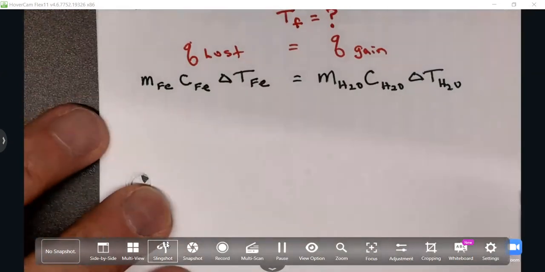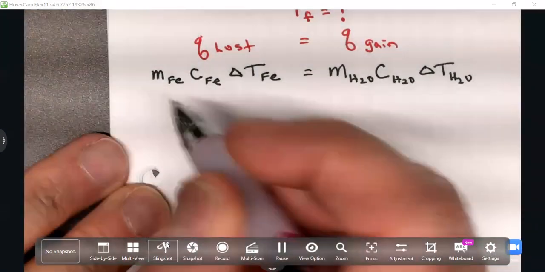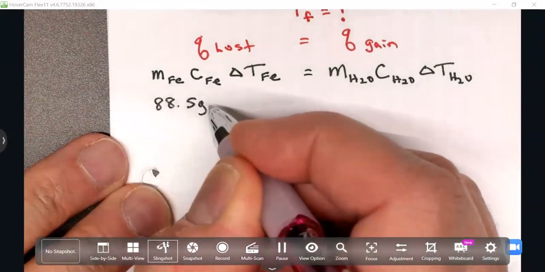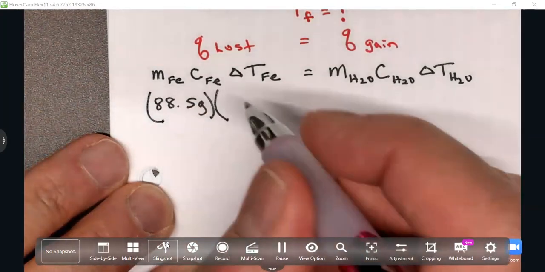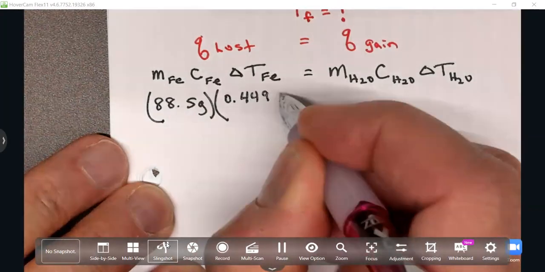So let's plug in the numbers here. So we've got the mass of iron, 88.5 grams, and the specific heat, 0.449.